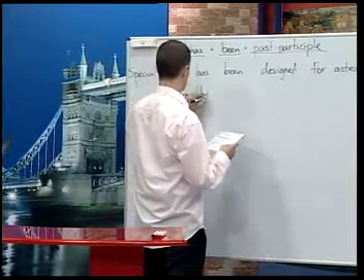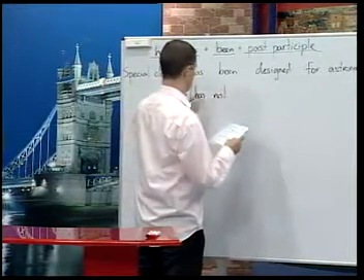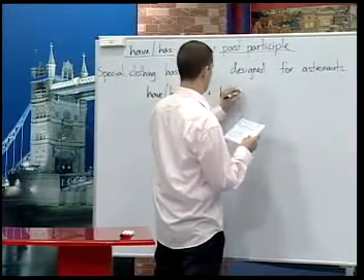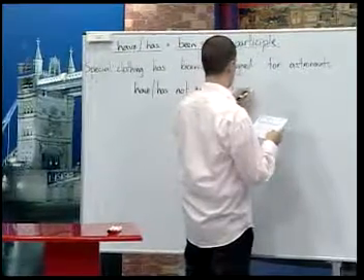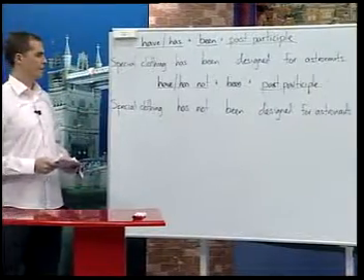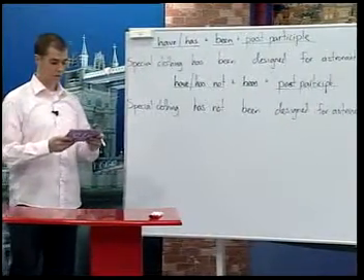Have, has not, plus been, plus past participle. So, for example, special clothing has not been designed for astronauts. Special clothing has not been designed for astronauts.